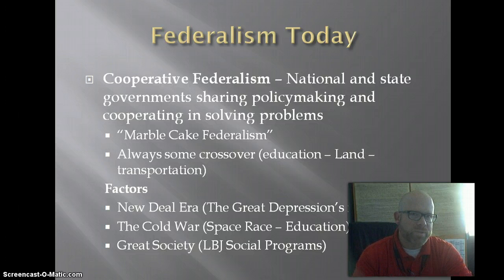There's always been a certain degree of crossover between the relationships between state and federal government. You could take that all the way back to the very beginning. But as we turn the century after the Civil War and get into the Great Depression, we begin seeing a much greater role of the federal government and supremacy, mainly with the role of money. Factors in the change toward this more cooperative version of federalism include the New Deal, the impact of the Great Depression, the Cold War, the emphasis on education and defense, and of course the expansion of social programs, and you could see that in the Great Society.